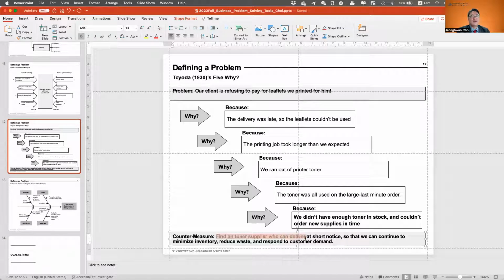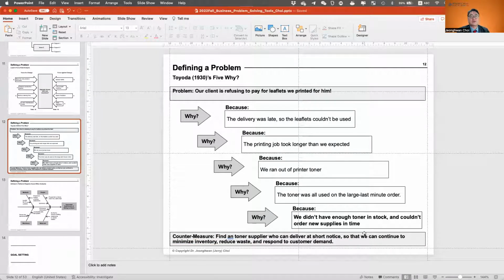So what is our solution? Probably find a toner supplier who can deliver at short notice so that we can continue to minimize the inventory, reduce waste, and respond to the customer demand. So I'd better find the best supplier for toner.